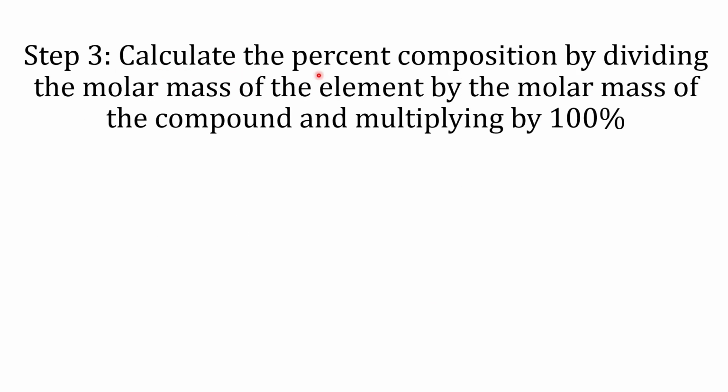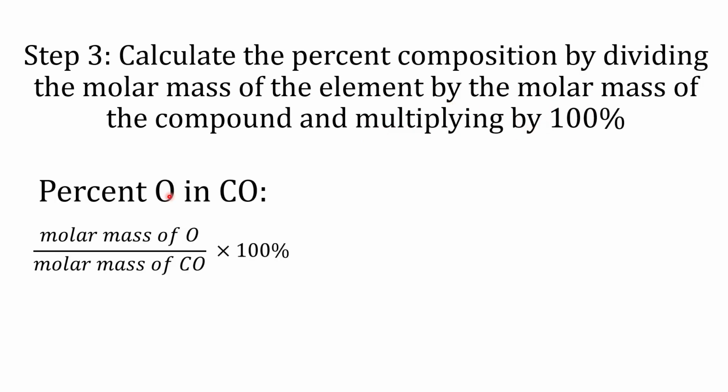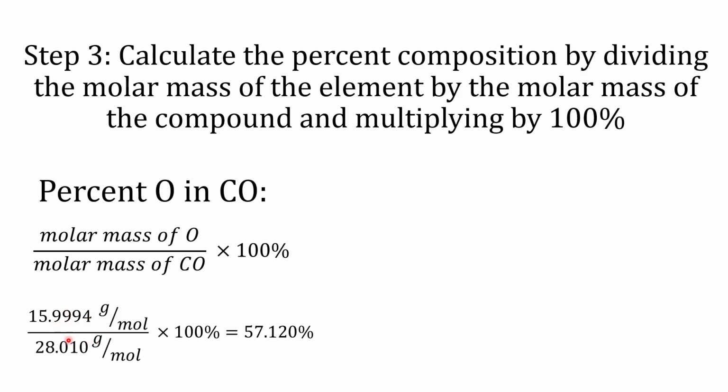Next, step 3. We are going to calculate the percent composition by dividing the molar mass of the element by the molar mass of the compound and multiplying by 100%. Let's still start with carbon monoxide. So we have the percent oxygen in carbon monoxide. We're going to take our molar mass of oxygen divided by our molar mass of carbon monoxide, and again multiply that by 100%. So we already have these numbers. We calculated them in step 1 and step 2. So I'm just plugging in our numbers from our previous steps right here, multiply by 100%, and my percent oxygen in carbon monoxide is 57.120%.